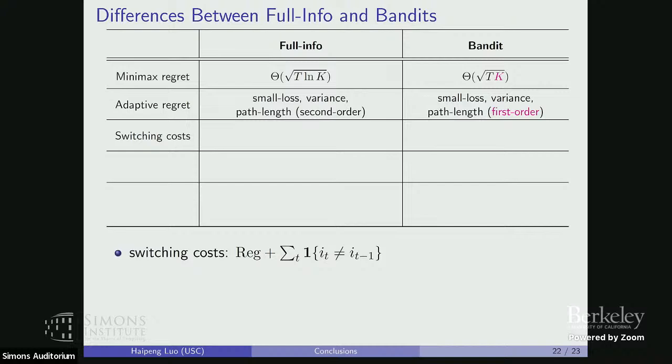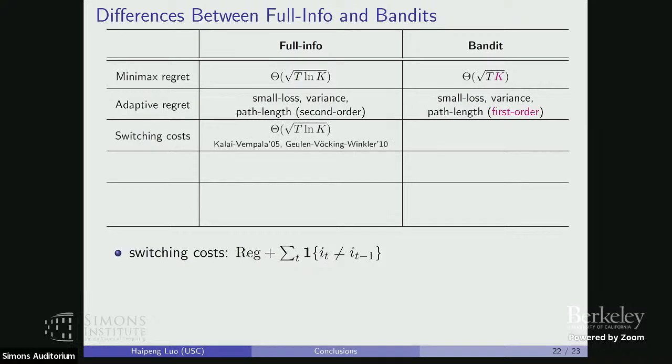Sometimes you have applications where you don't want to frequently switch between different arms. So let's say you're doing dynamic pricing, each arm is a price. Obviously, you don't want to change your price every day. So one way to formulate this problem is to say your goal is to minimize regret plus the number of switchings over the T rounds. So that's what I mean by switching cost.